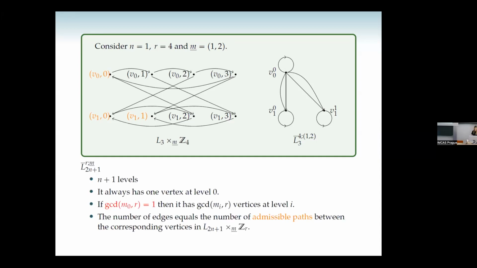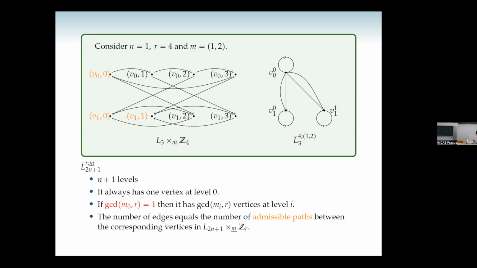Okay, so in general, this graph over here has n plus 1 levels. It always has one vertex at level 0, which is the main difference from the description by Brzezinski and Szymanski. That was actually where the mistake was. But you will always have this, and it comes from the fact that you have this corner. I will not go more into the description of the corner. And then if we say that the greatest common divisor between M0 and R is 1, then it had this number of vertices at each level.